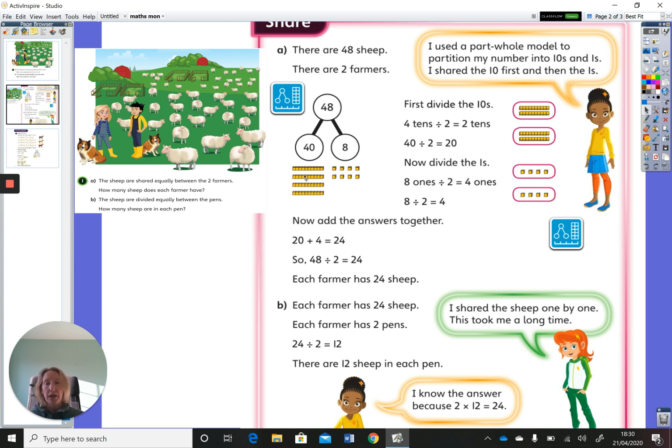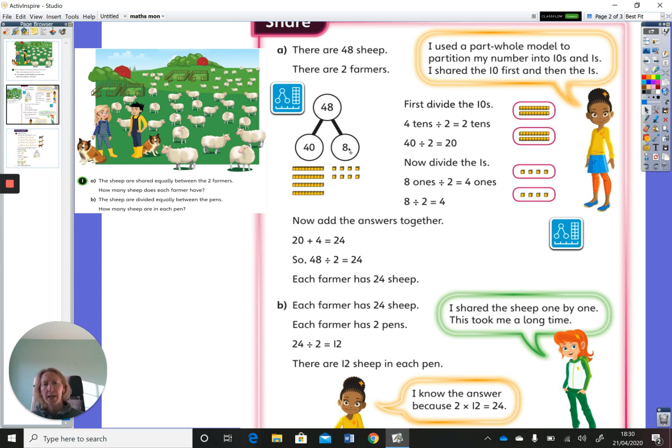Now, I know you don't have the Dienes equipment at home. I don't have it either. But I thought I'd show you it on the screen because it's quite a nice visual representation of what the 4 tens, the 40, looks like, and then the 8 ones. Now, what you do with division is you divide the tens and then you divide the ones. And we're going to divide the tens first.